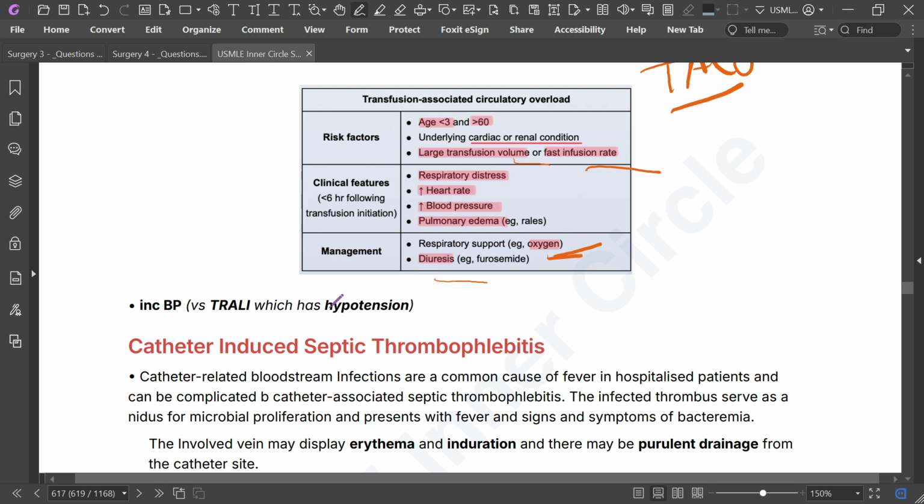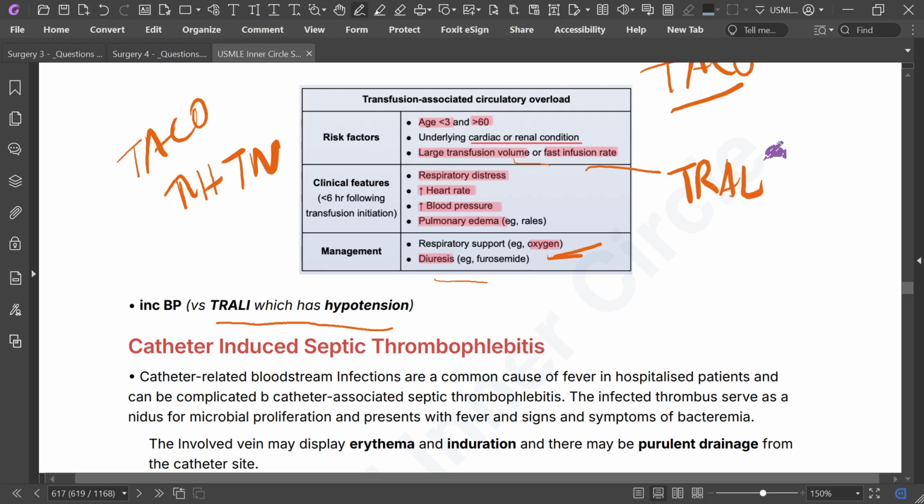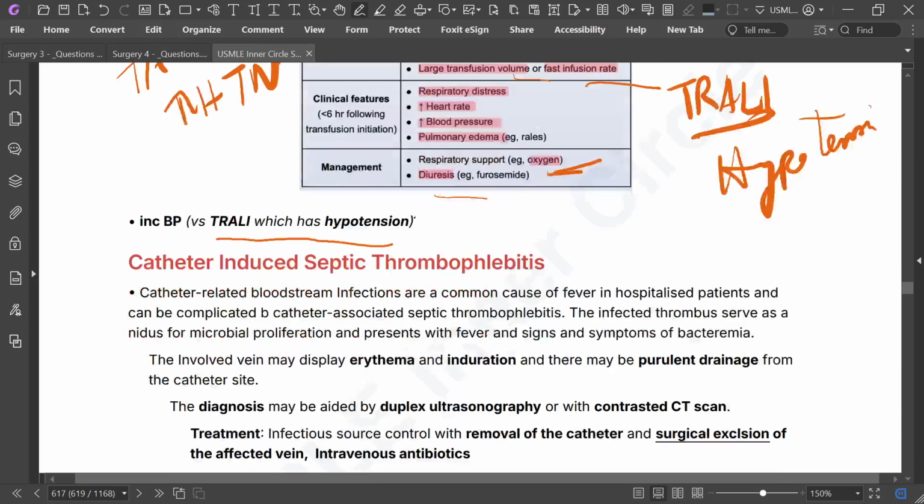TRALI and TACO are close to each other, but TRALI has hypotension, whereas TACO does not. TACO causes hypertension, and TRALI, transfusion related acute lung injury, causes hypotension. This is the important differentiating point we need to remember.